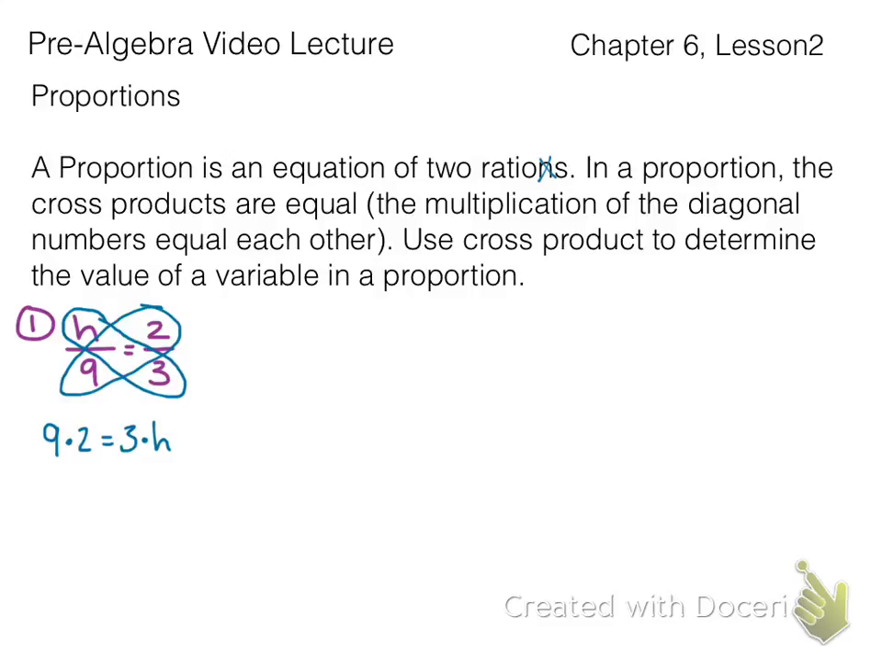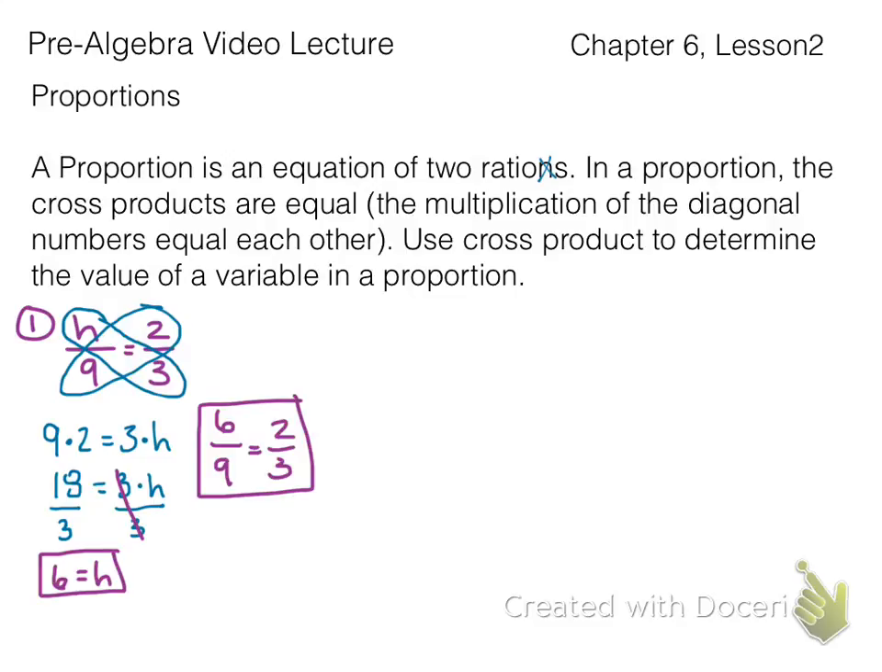Well, 2 times 9 is 18, 3 times H is 3H, and if I'm going to get H by itself, I need to do the opposite of what's happening to H, which means dividing by 3. Well, 3 over 3 equals 1, so it just cancels out, leaving me H on one side, and 18 divided by 3 is 6, so H equals 6, which means 6/9 equals 2/3. And that kind of makes sense because 2 times 3 is 6, and 3 times 3 is 9.